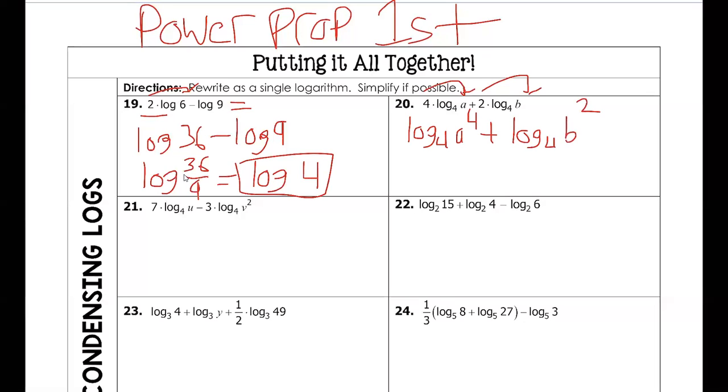And then since it's addition, you would multiply your inputs. So you just have A to the 4th times B squared being plugged into the log. I'm trying my best, but just make sure when you're writing your base, it's small so it doesn't look like it's part of your input.